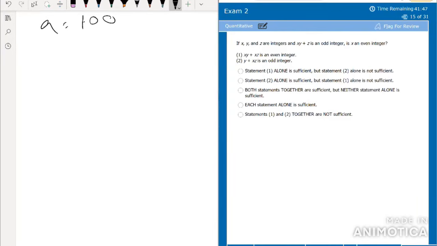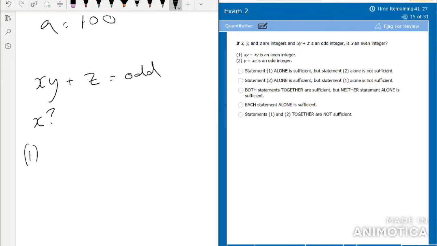If x, y, and z are integers, and xy plus z is an odd integer, is x an even integer? Oh, I hate this type. Okay, so xy plus z is odd. We want to know about x.